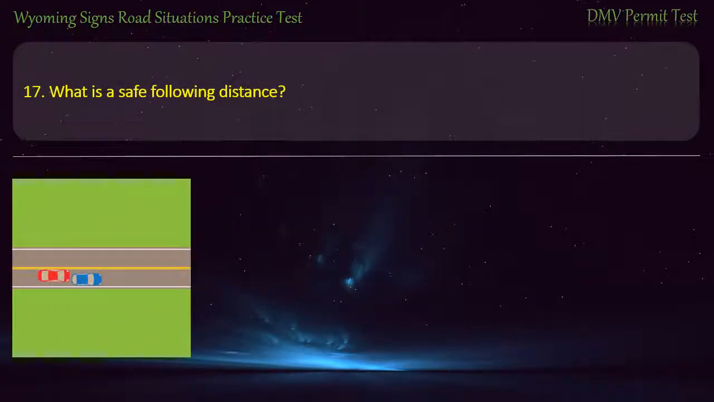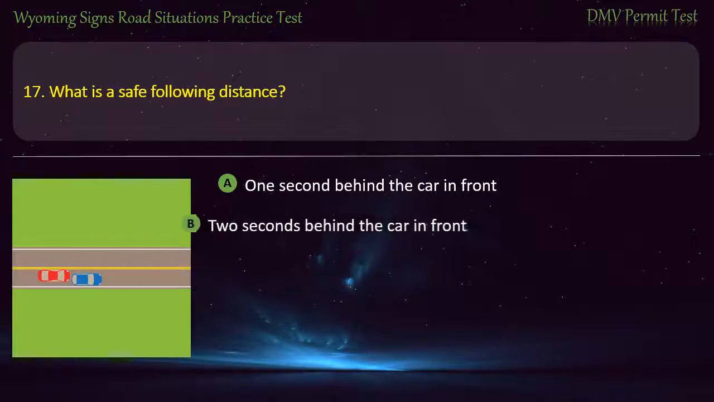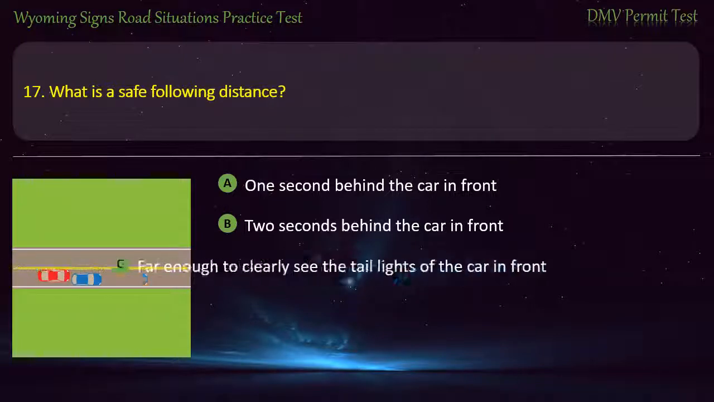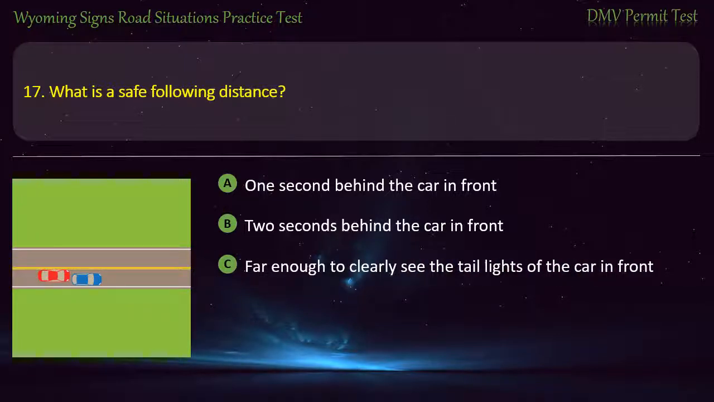Question 17. What is a safe following distance? 1 second behind the car in front. 2 seconds behind the car in front. Far enough to clearly see the tail lights of the car in front. 25 feet behind the car in front. Answer. 2 seconds behind the car in front.